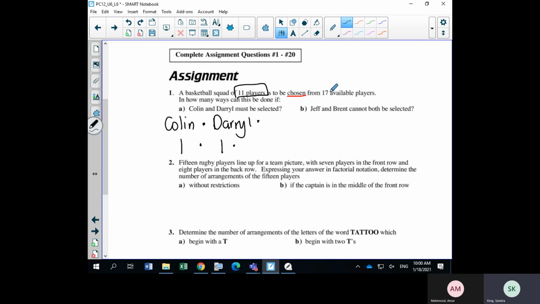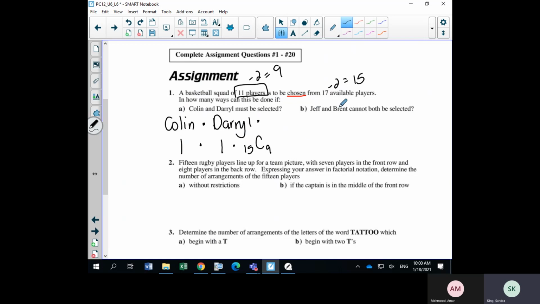Sorry, we're choosing, yeah, so this is going to be a combination. There's one way to select Colin, there's one way to select Daryl. I have 17 players to choose from. But now, because Colin and Daryl are already on the team, that goes down to 15 players to choose from. And I am choosing, do you guys know what this number would be? 9. Yep, because 11 minus 2 is 9, because Colin and Daryl are on. So it would be 15 choose 9.